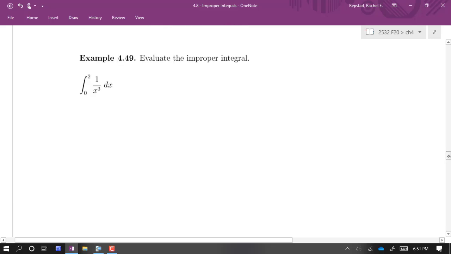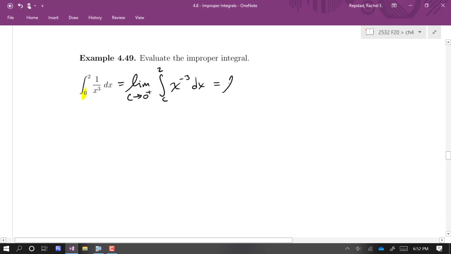Let's try another one. Here we're going to integrate the function from 0 to 2, 1 over x cubed with respect to x. So again, same problem as the last one, right? There's an infinite discontinuity at 0. So we're going to rewrite this as the limit as c approaches 0, again from above. It has to be from inside the interval. And we're going to integrate from c to 2 the function x to the minus 3 with respect to x.